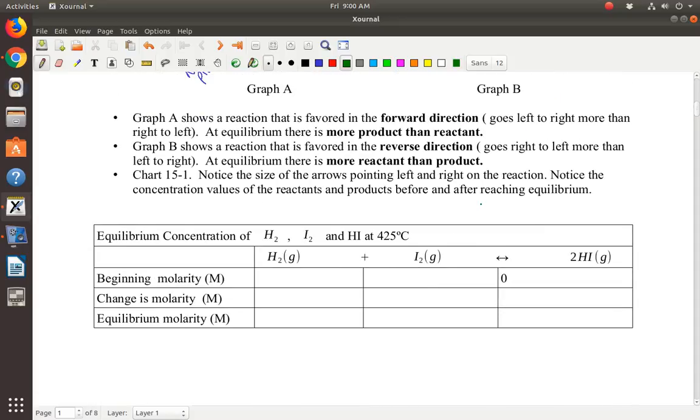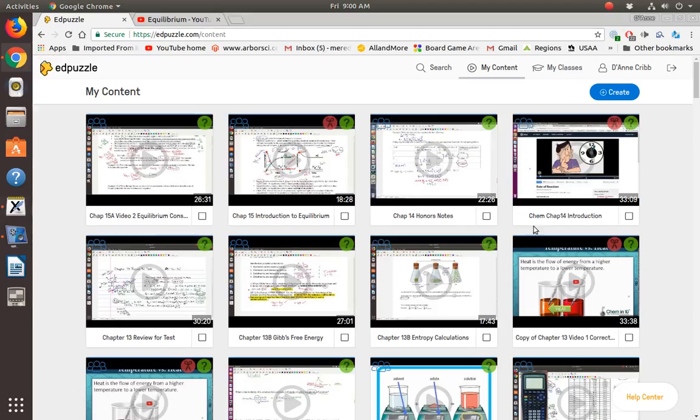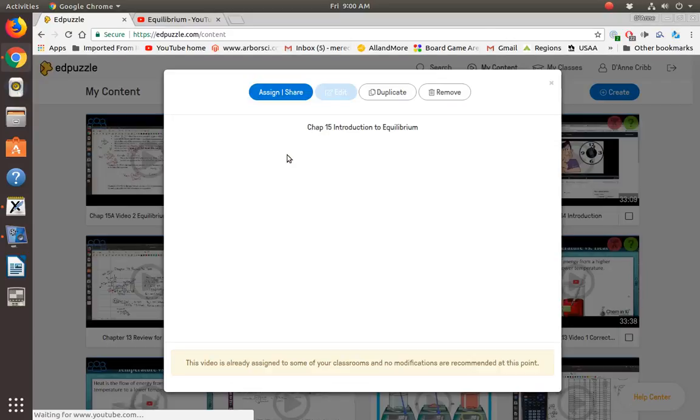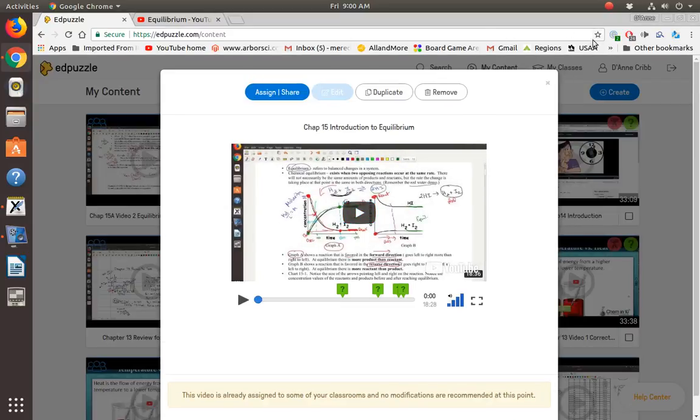So what I want to do is actually stop looking at the notes and go to the Edpuzzle and go through the questions that were missed. Actually, we're going to just go through all the questions on the Edpuzzle, okay? So let me pull that up. Well, here's all my content. The first one was the introduction, so let's look at that one. We're going to look at the questions only. I'm not going to worry about watching the whole video.